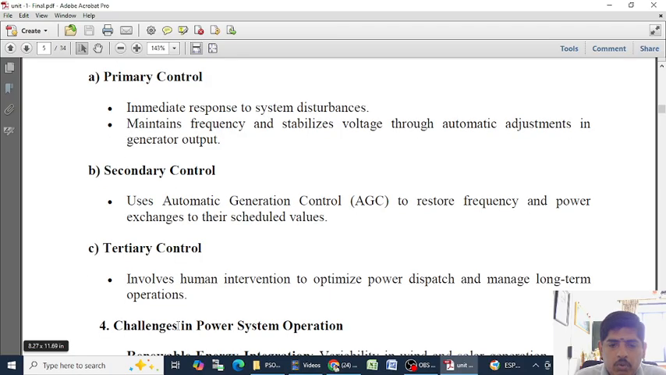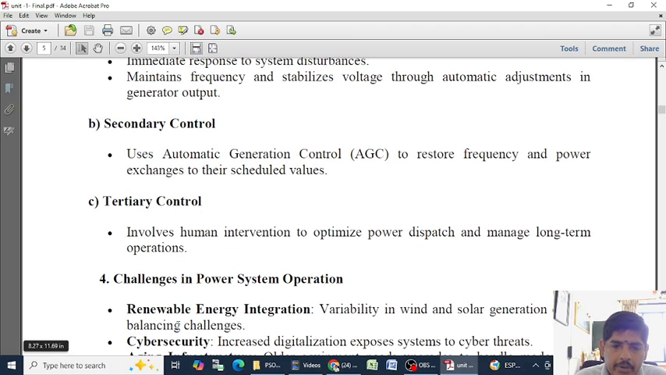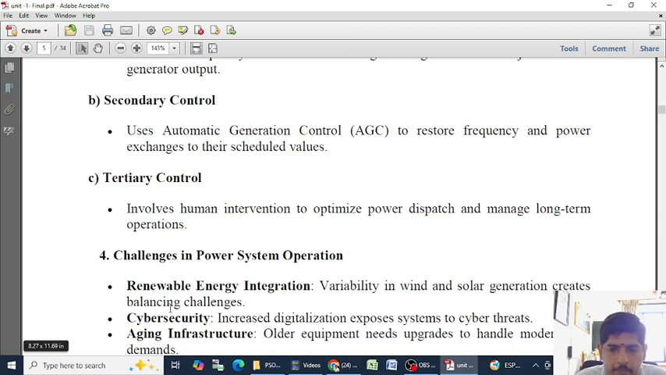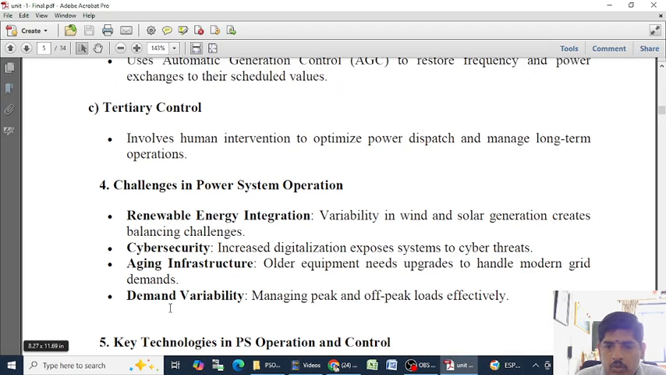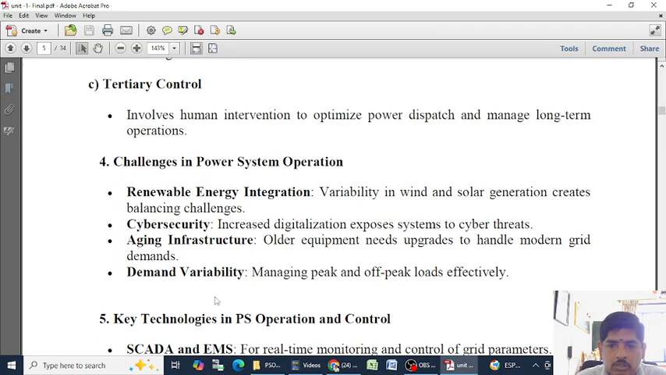Okay, and then the fourth main point is challenges in power system operation. Okay, renewable energy integration is one of the challenges. Cyber security is the second one, and aging infrastructure, which is nothing but older equipment that needs to be upgraded to handle modern grid demands. And demand variability. So these points we have to consider under challenges in power system operation.